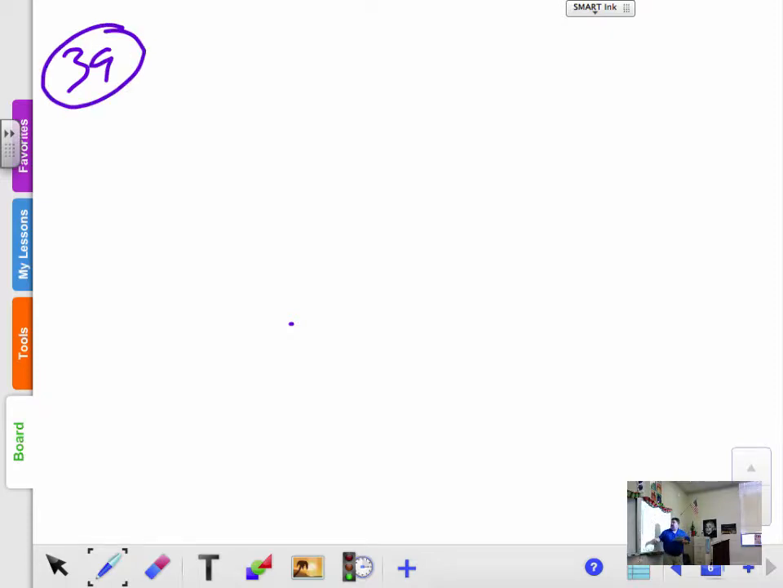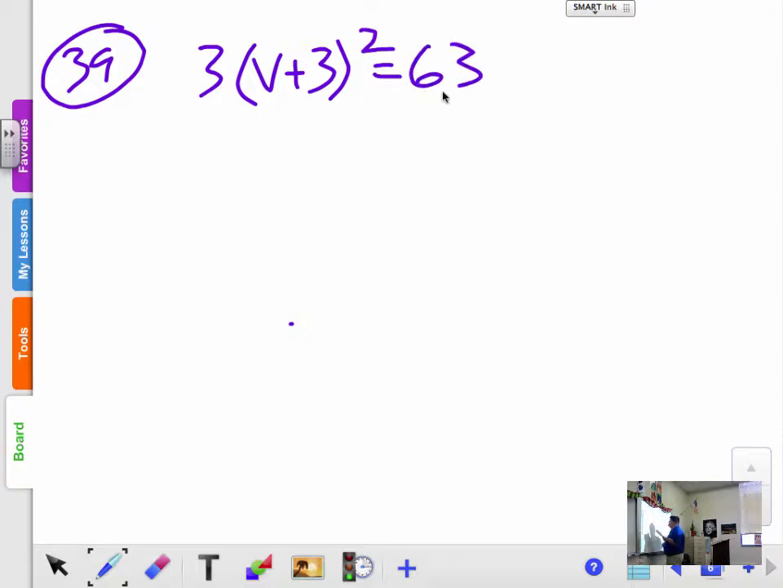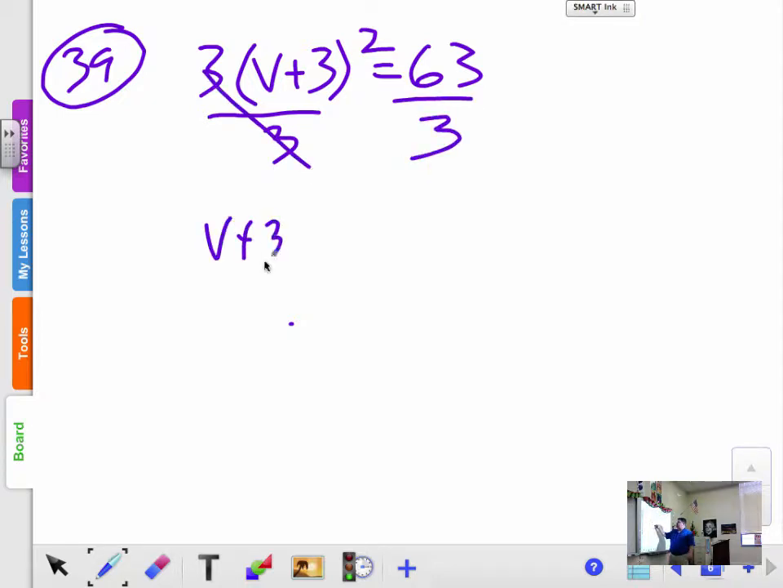For problem number 39, I'm given the equation 3 times the quantity v plus 3 squared equals 63. And it says solve the equation by extracting the square roots. Well, if I divide this side by 3 and I divide this by 3, I get v plus 3 squared is equal to 21. All right, so now what do I want to do?